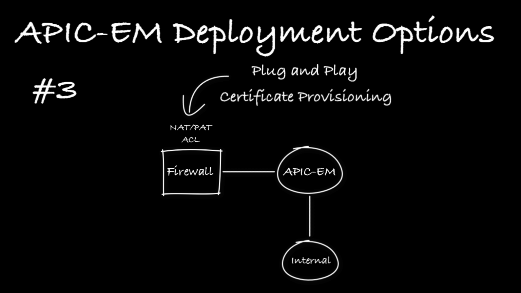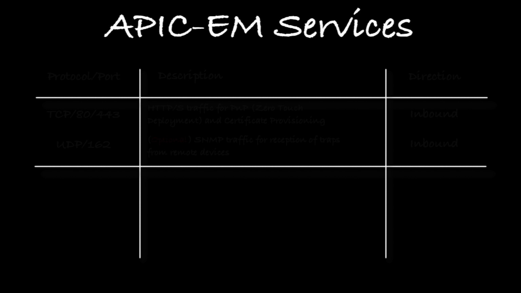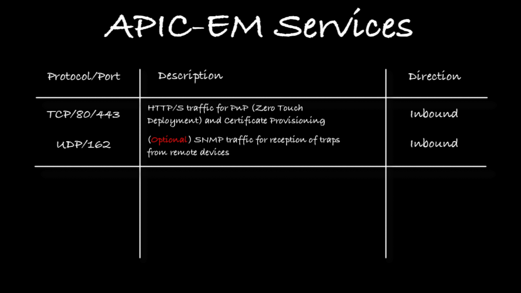Now that we've decided where APIC-EM will be located within your network, let's review some services it will run so that you can adjust your security policy accordingly. First, notice that there are three ports that need to be opened on your firewall to allow external communications inbound towards APIC-EM. These may require both security policy updates as well as NAT and PAT forwarding to ensure traffic is properly delivered. TCP port 80 and 443 will facilitate zero-touch provisioning through the plug-and-play app, as well as certificate provisioning through SCEP. Optionally, consider opening up UDP port 162 for the reception of SNMP traps from end devices.